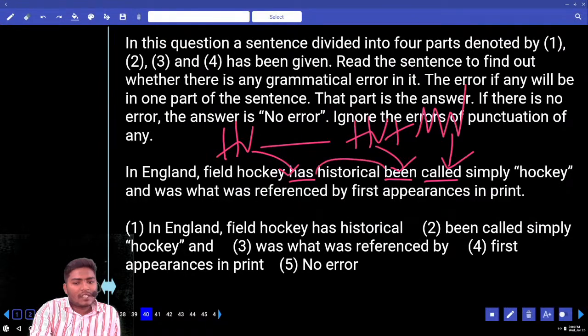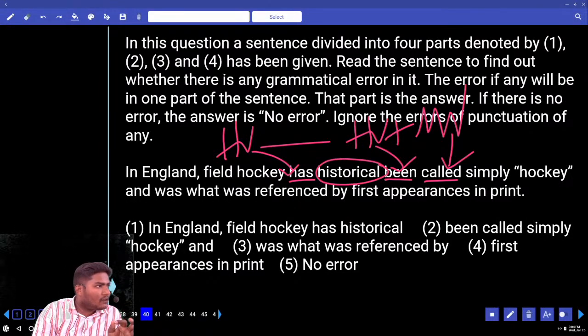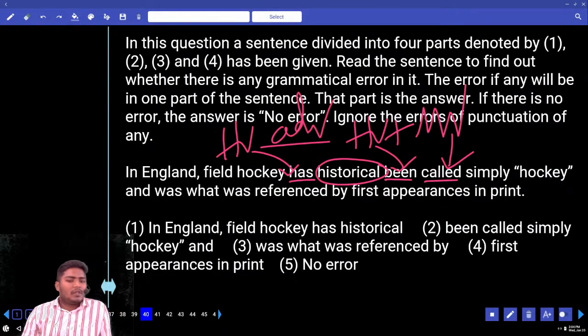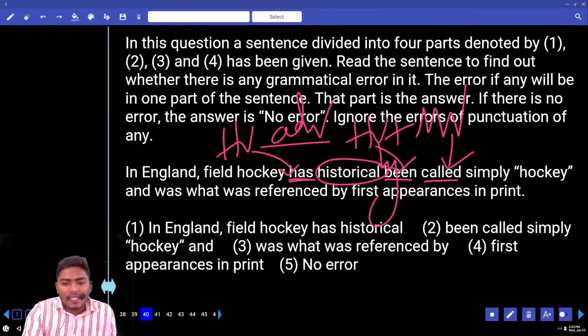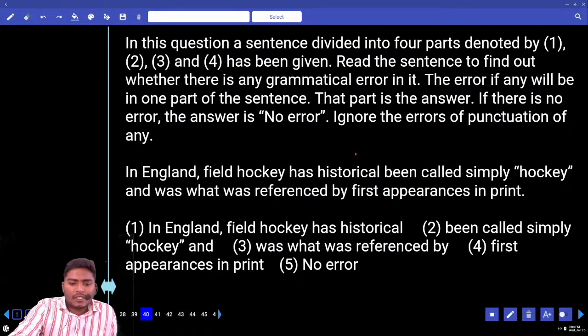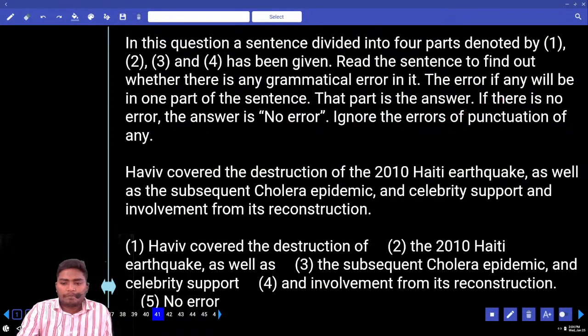Now, in between, what is given here? Historical. Tell me the parts of speech of the word historical. Adjective. We never ever use any adjective in the middle of two helping verbs. We use only an adverb. Remember that rule. So, in England, field hockey has historically been called simply hockey. That's it. So the error comes with this part. Move to 41.